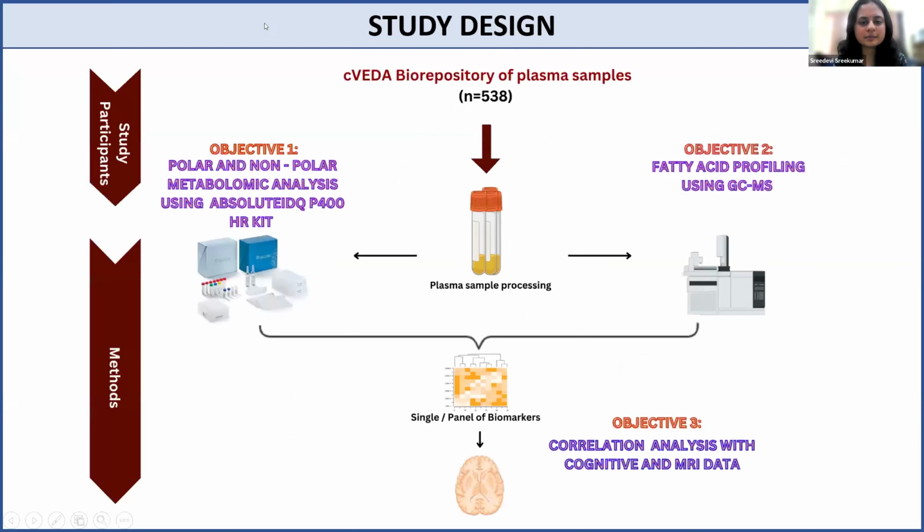So this is my study design. I have the c-VEDA biorepository of plasma samples, in which I have 538 samples. With these 538 samples, I will be doing the processing, one for getting the polar and non-polar metabolites using the absoluteIDQ p400 kit, and the other one for fatty acids. I'll be trying to find a single biomarker or a panel of biomarkers, which I'll correlate with the cognitive and MRI data that is already available with c-VEDA.